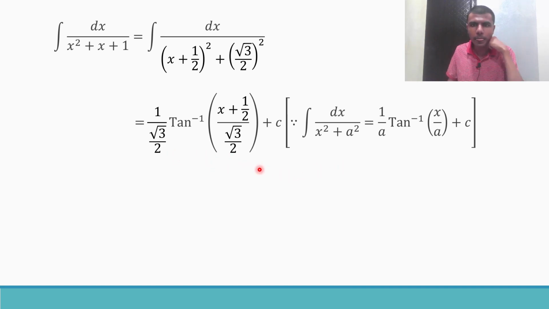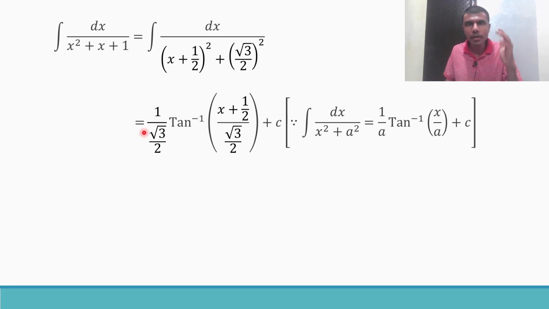Okay. Now if you compare, just compare. In place of x, I have x plus 1 by 2, and in place of a I have root 3 by 2. So fine, 1 by a tan inverse x by a. 1 by a is root 3 by 2. So 1 by root 3 by 2 into tan inverse x by a. X by a means x is x plus 1 by 2. So x plus 1 by 2 by root 3 by 2. So now this is what I have, 1 by a tan inverse x by a. I hope this step is clear, guys, for you. Any doubts, put it in the comments box.